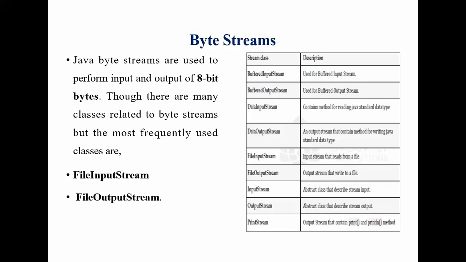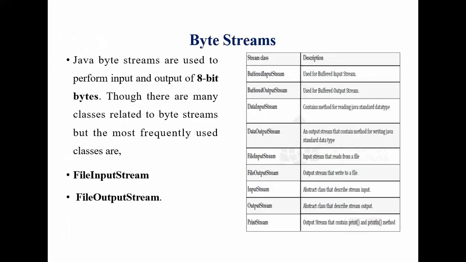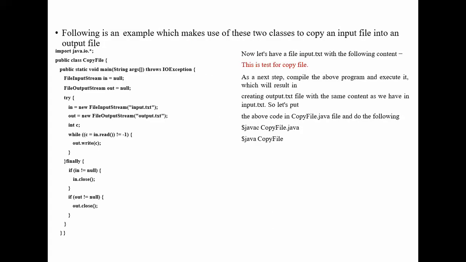The classes we use under byte streams are FileInputStream and FileOutputStream. Like that, we have different types of stream classes under byte streams: BufferedInputStream and OutputStream, DataInputStream and OutputStream, FileInputStream and OutputStream. These are some of the byte stream concepts we use in Java programming.